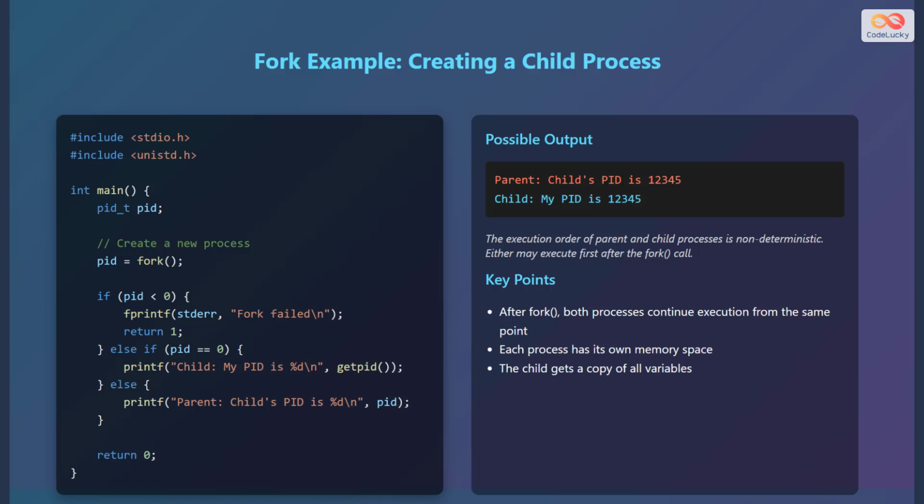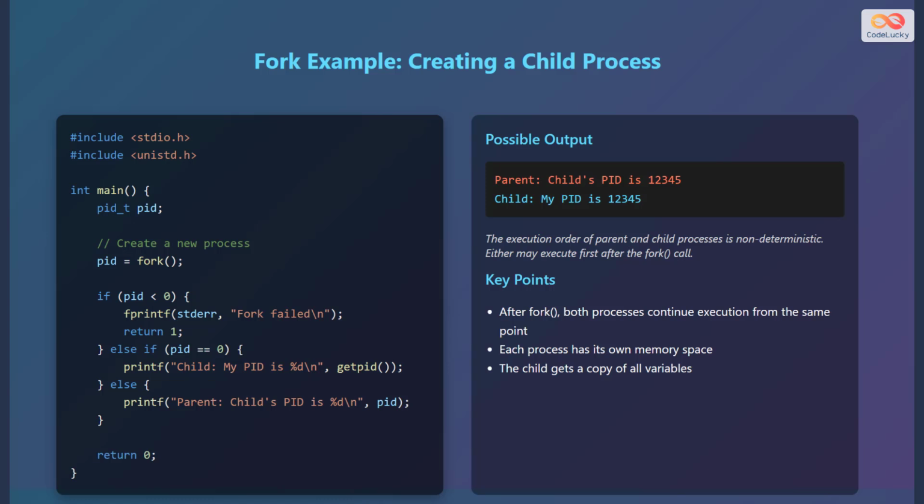If the value of pid is equal to 0, it means that we are currently running in the child process, and we print a message to standard output indicating the process ID of the child process using the getpid function. If the value of pid is greater than 0, it means that we are running in the parent process, and we print a message to standard output indicating the process ID of the child process. Keep in mind that the order in which the parent and child processes execute is non-deterministic, meaning you cannot predict which one will run first.